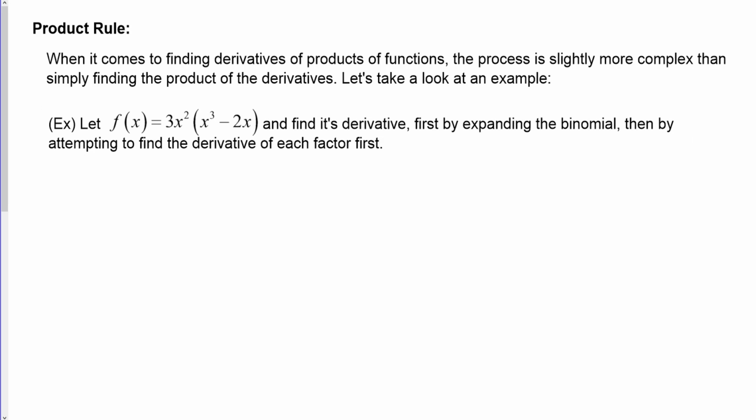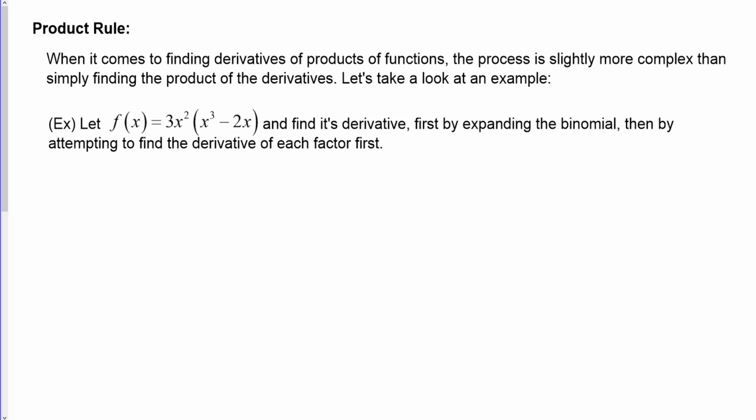So I have a function f of x, which is 3x squared times the quantity x cubed minus 2x. I want to find its derivative. First, I'm going to expand the binomial and then use the power rule. Then we can establish what the actual derivative is.